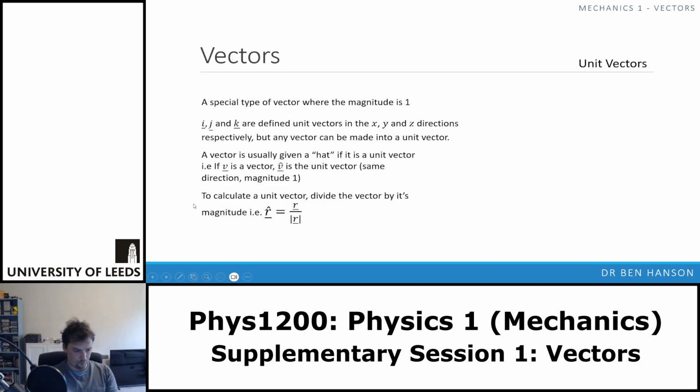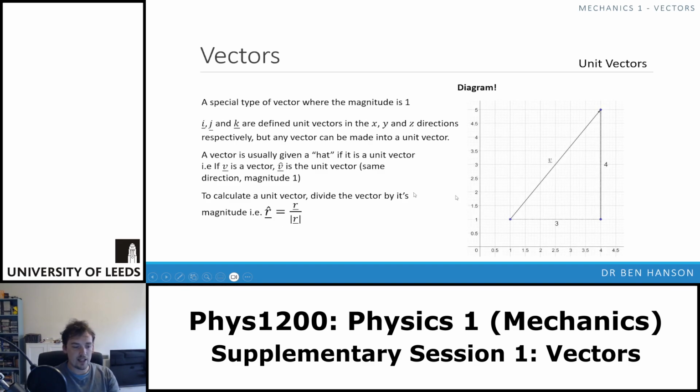So to calculate a unit vector, we just divide the vector by its magnitude. Whatever its magnitude is, take that vector and divide it by it, and it'll have a magnitude of 1. That's how you find a unit vector, and that's in any direction. r hat means it's pointing in any direction.